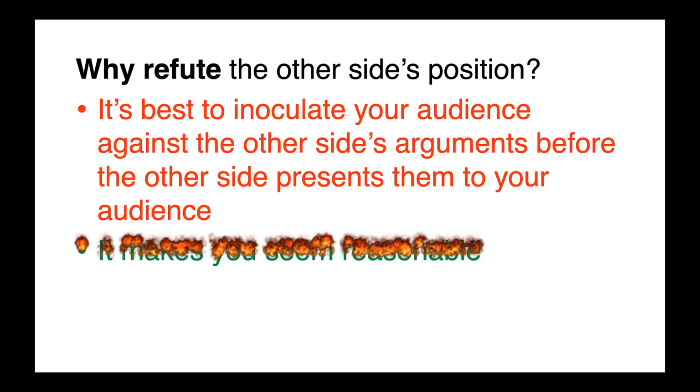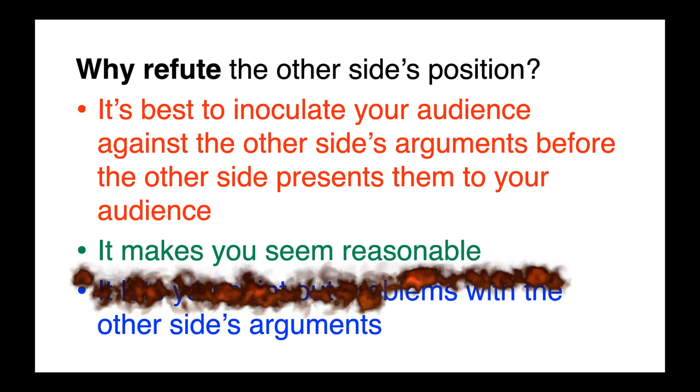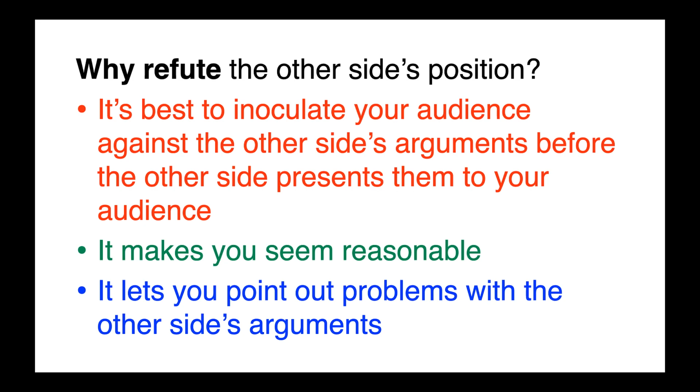The second thing that you can do with a refutation is to make you seem reasonable. You accept some part of your opponent's answer because we've learned in arguments that there's always something that you agree on. That's a prerequisite to having an argument in the first place. And you can look reasonable and fearless by accepting the full weight of their punch, and you'll look impervious as well as reasonable when you do that. The third and final reason, I guess, for refuting is the most important, and that's it lets you point out problems with the other side's argument.